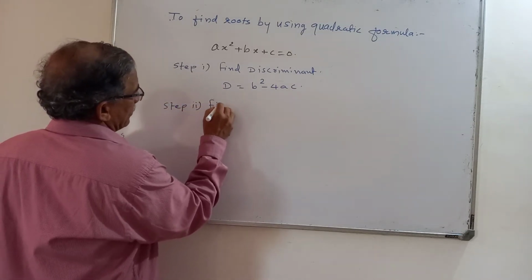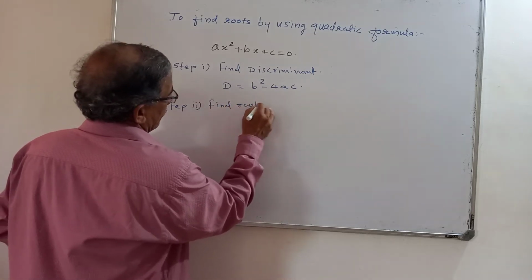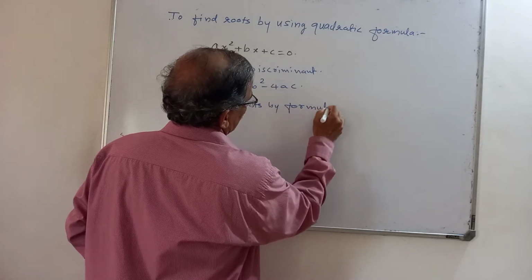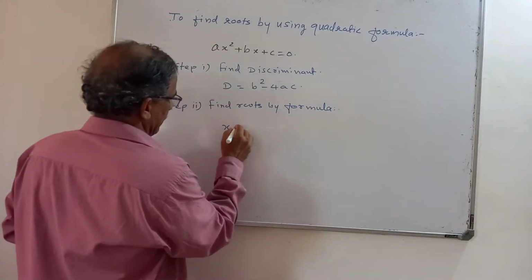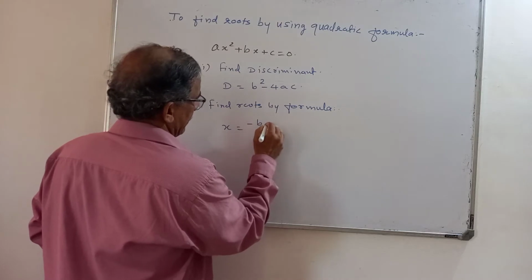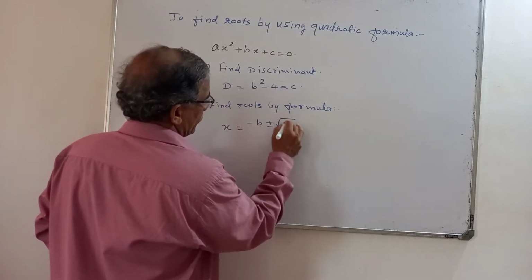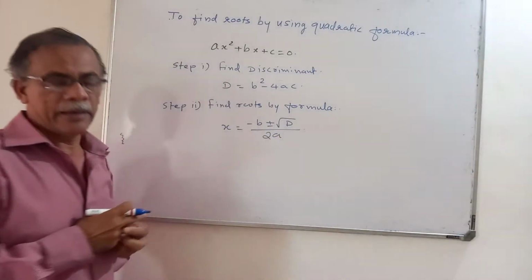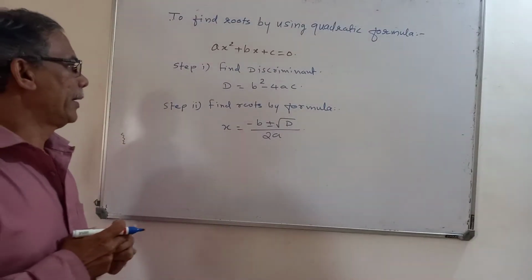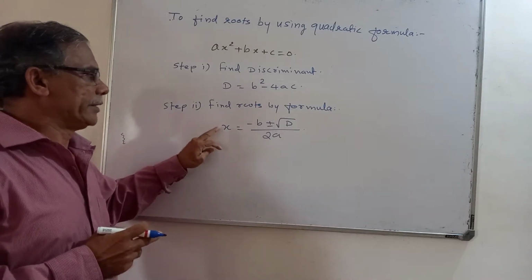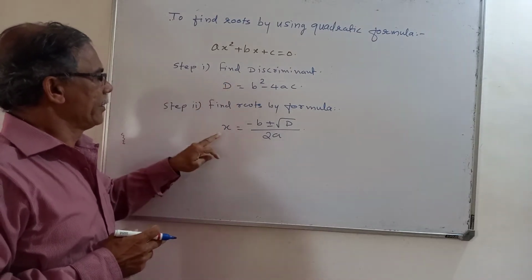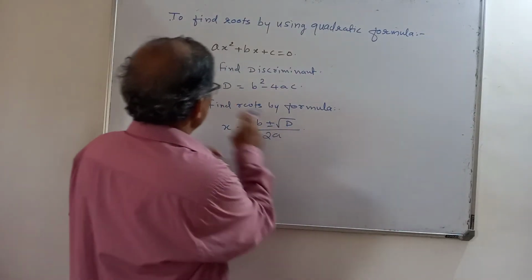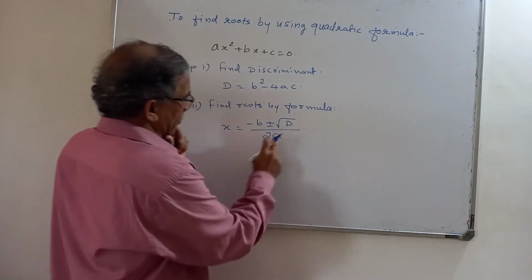Once you obtain the value of the discriminant, step 2, find roots by formula x is equal to minus b plus or minus root d whole upon 2a. This is the formula to find the roots. Once you obtain the discriminant, you have to use the formula x is equal to minus b plus or minus root d, where d means the value which is obtained here, and whole upon 2a.